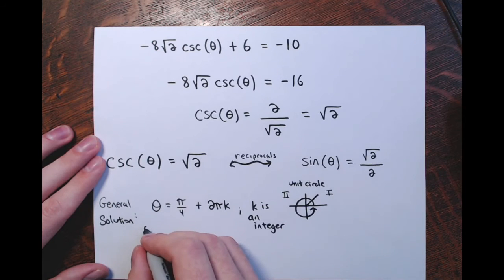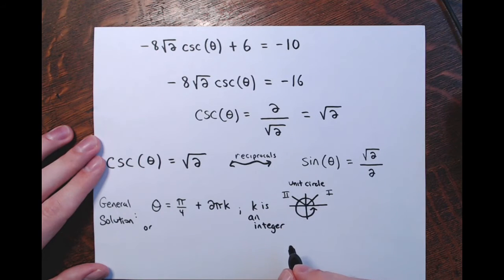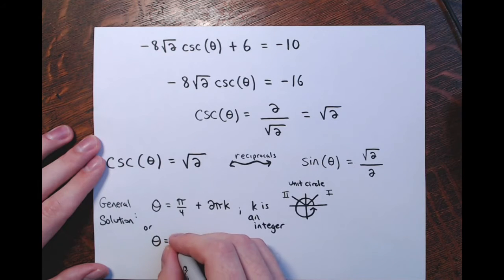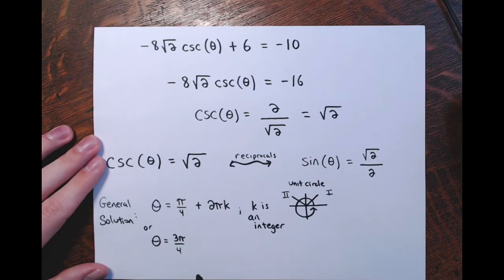But that's not the only one, right? There's also an angle in quadrant 2, drawn in standard position. It would have the same reference angle, still a reference angle of pi over 4. So that would be what? 3 pi over 4, right? 135 degrees. That also had a cosecant of square root of 2, or a sine of square root of 2 over 2.